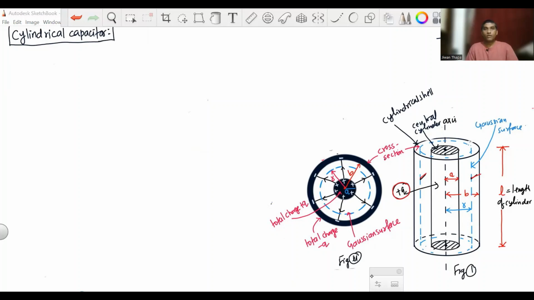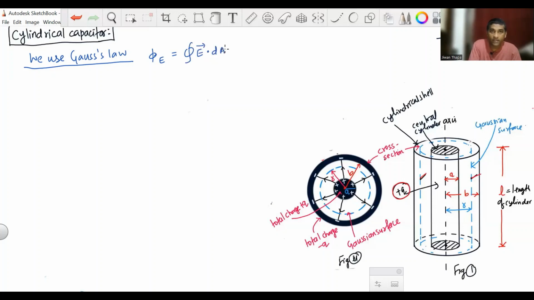Okay. Now, as I said earlier, we use Gauss law, okay? And Gauss law gives the relation, or relates electric field with the charge inside the Gaussian surface. So from Gauss law, we can write electric flux equals surface integral of electric field throughout the closed surface equals 1 by epsilon 0 times the charge inside the Gaussian surface. So we have this.